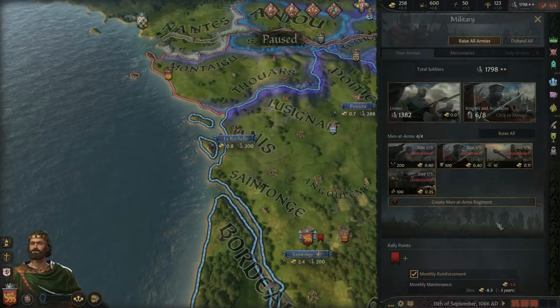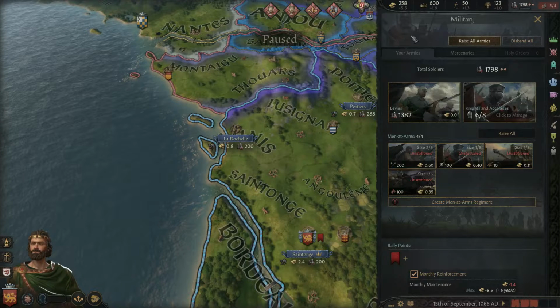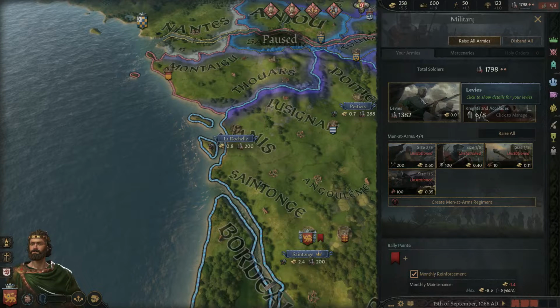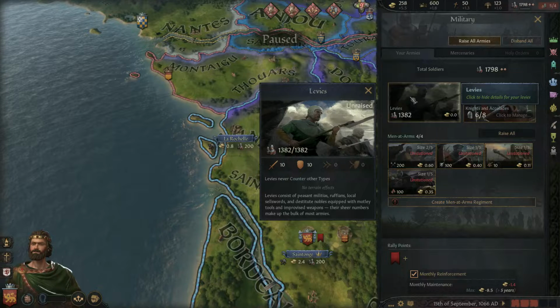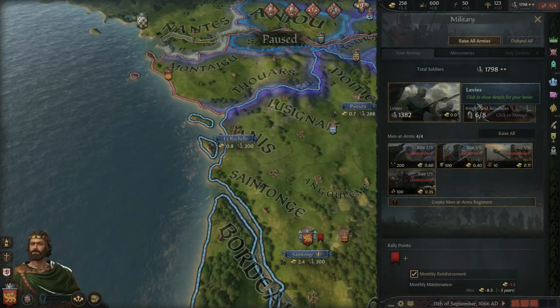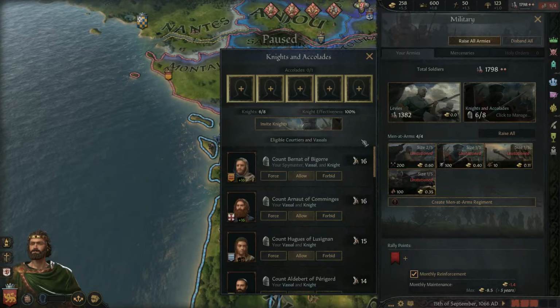Here you can raise your armies up at the top, but also if you are tribal and pagan, you'll be able to raise your armies as raiders up here just next to it. You can see your levies. This will make up the bulk of your army. They're essentially peasants. They're being conscripted to fight for you. They are actually, by their stats, absolutely stinky, but it is what it is. You can see your knights here, which are kind of characters, named characters.